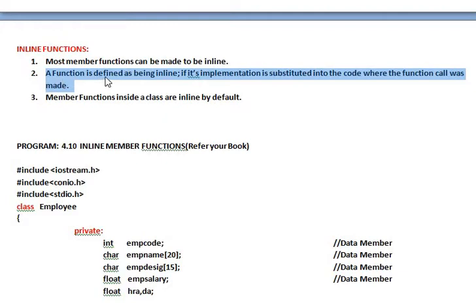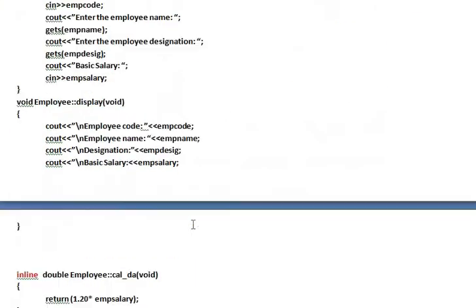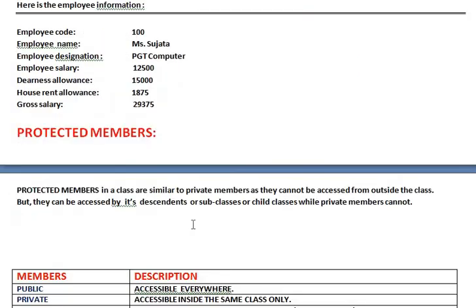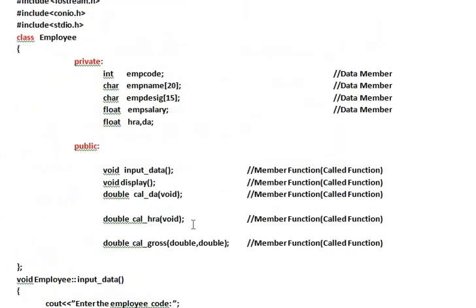It says a function is defined as being inline if its implementation is substituted into the code where the function call was made. Now I shall explain this point with the help of the program logic, which is shown in the section 4.10 inline member functions in your book. Now this is the given program in your book. You just have to refer to the book to try to understand this program.